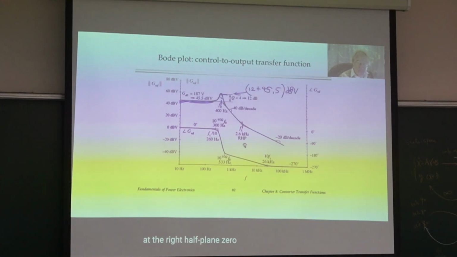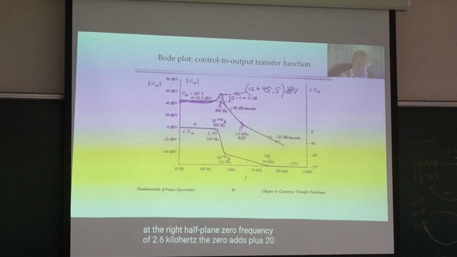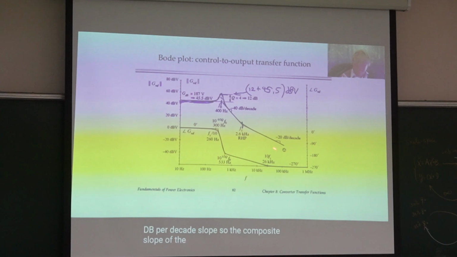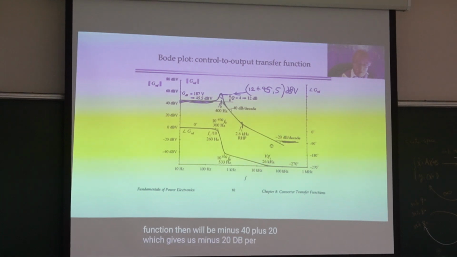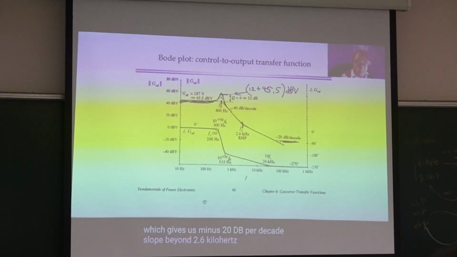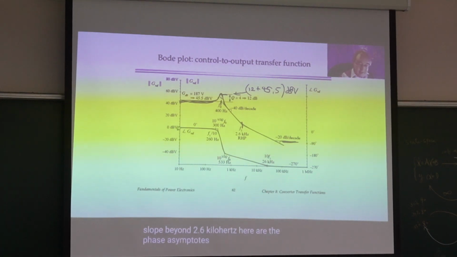At the right half plane zero frequency of 2.6 kilohertz, the zero adds a plus 20 dB per decade slope. So this is a positive 20 dB slope per decade. The entire transfer function will then be minus 40 plus 20, which gives us a minus 20 dB per decade slope beyond 2.6 kilohertz. Here are the phase asymptotes.